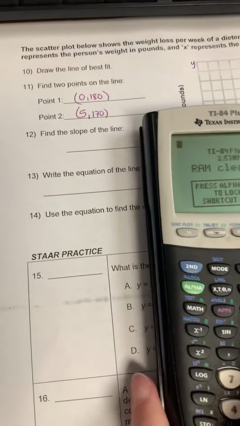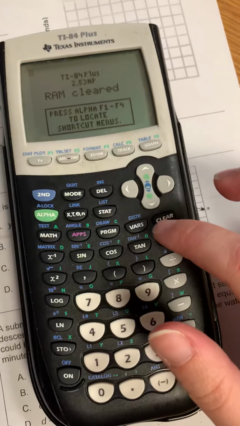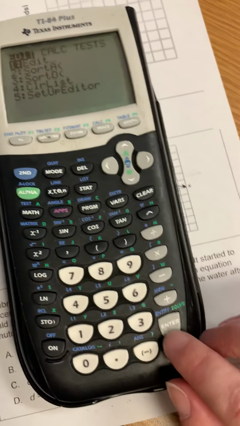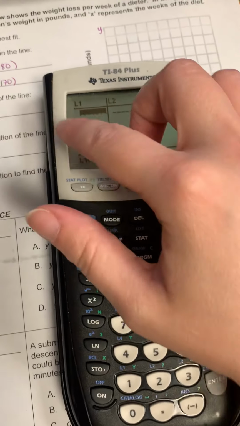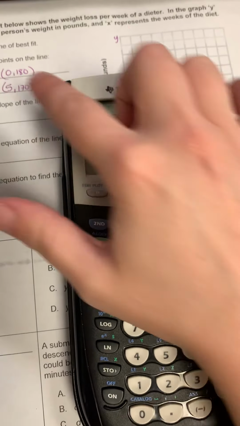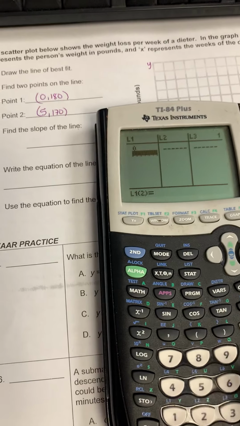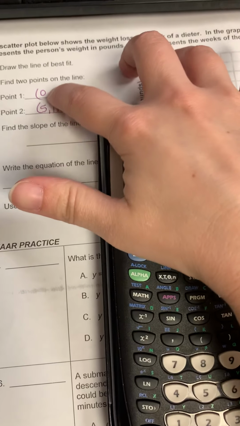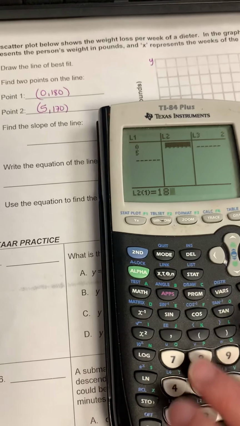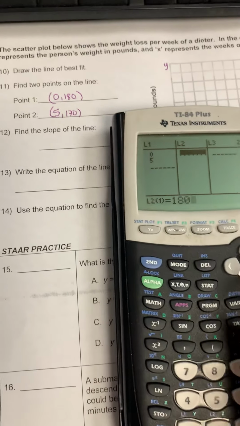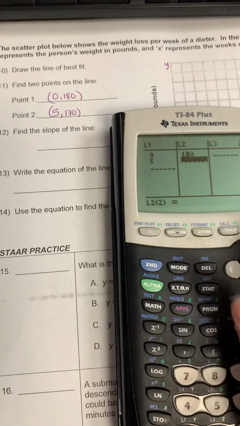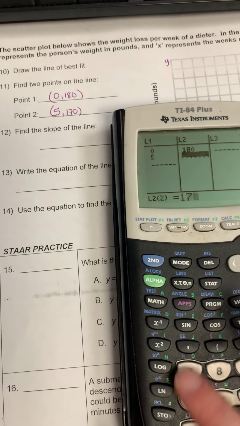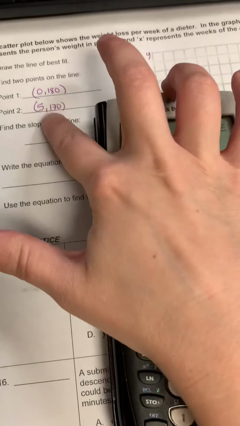So you would go to stat, and you go to edit, so you'd hit enter. And we're going to type, this is your x, this is your y. So my x would be 0 and 5. And then over here, you would put the y. Make sure 180 is across from 0. So they're across, oops, I needed to hit enter. 180 is across from 0. And then 170, if I typed that in right, is across from 5.